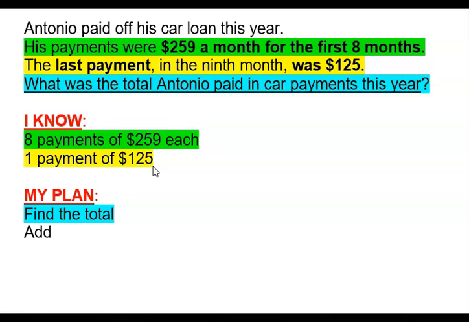I think I would rather multiply 8 times 259. So my plan is going to be to multiply 8 times $259. And then I will add the one payment of $125.